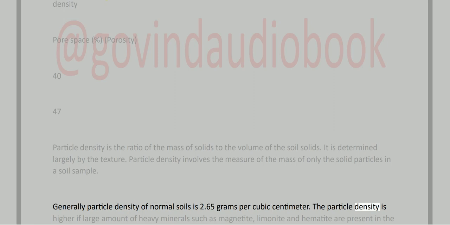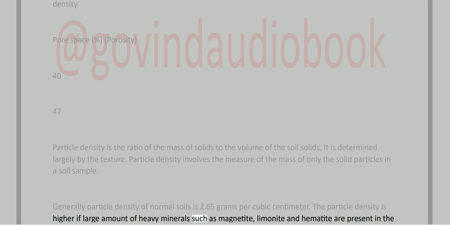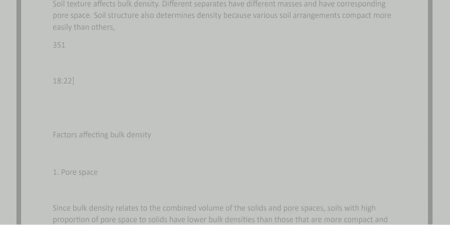The particle density is higher if a large amount of heavy minerals such as magnetite, limonite and hematite are present in the soil. With increase in organic matter of the soil, the particle density decreases. Particle density is also termed as true density. Coarse sand, 2.655 g/cm³; clay, 2.837 g/cm³. Soil texture affects bulk density. Different separates have different masses and have corresponding pore space. Soil structure also determines density because various soil arrangements compact more easily than others.